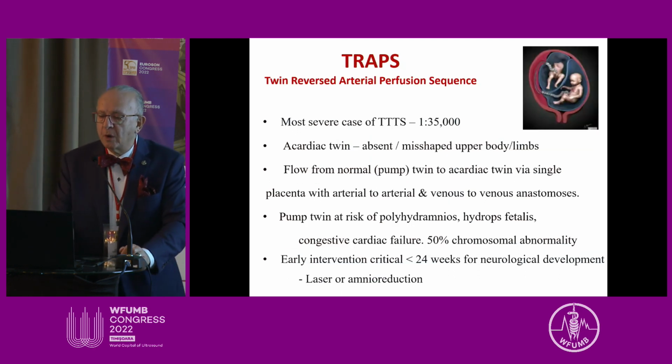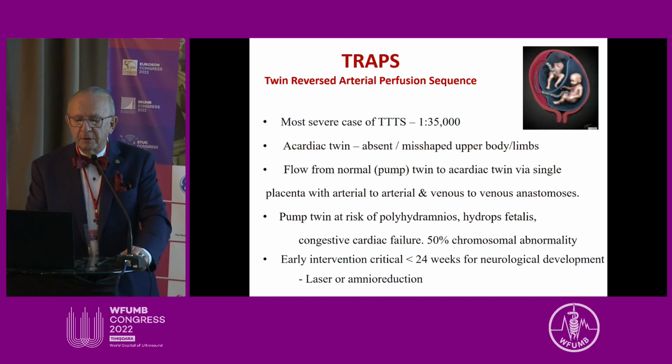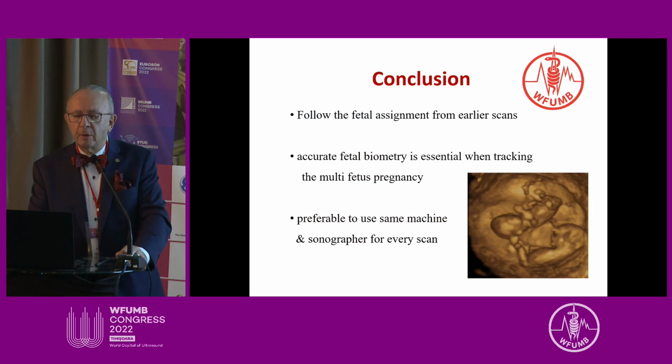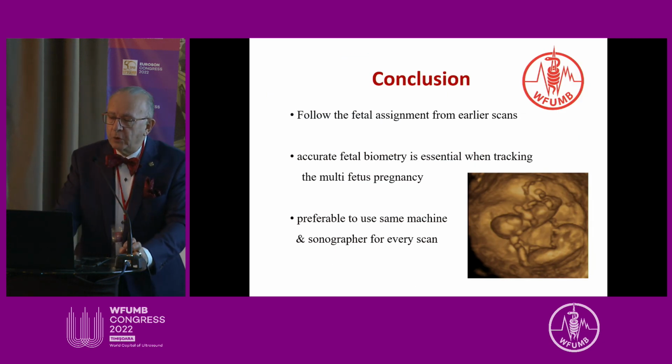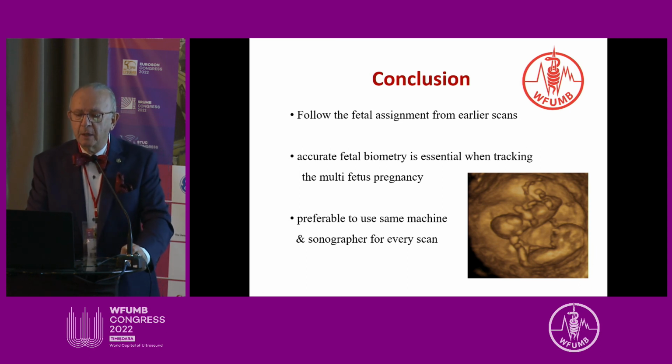TRAPS is a certain form, twin reversed arterial perfusion sequence. It's the most severe, but also the rarest, and intervention is critical. Some do radioablation of the umbilical cord of the abnormal twin. That's certainly one possibility.